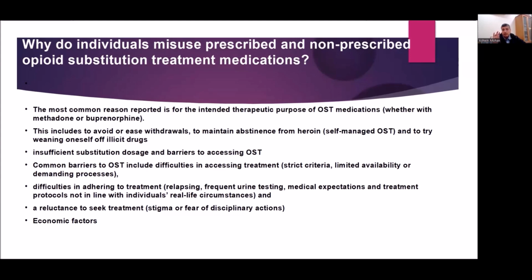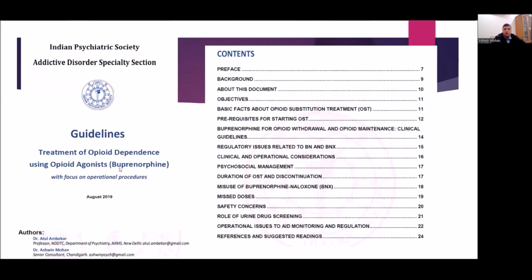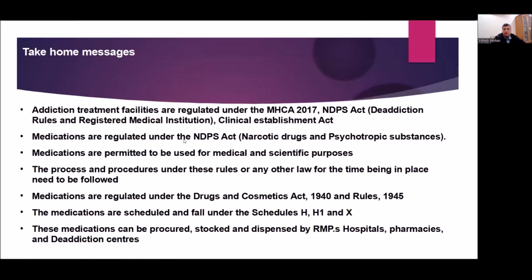And the doses are different. Analgesic doses for buprenorphine are 0.2, 0.4, 0.6. For palliative care patients, you have 5, 10, 20 micrograms per week. That is the patch, such as low dose. But when you come to opioid dependence, the doses range from 4 to 24 milligrams per day. Why? Because the doses differ for analgesic versus treatment purposes. So this is a little bit about the document on operational issues about buprenorphine, which we had authored, me and Dr. Atul Ambekar. So the take-home message is this.